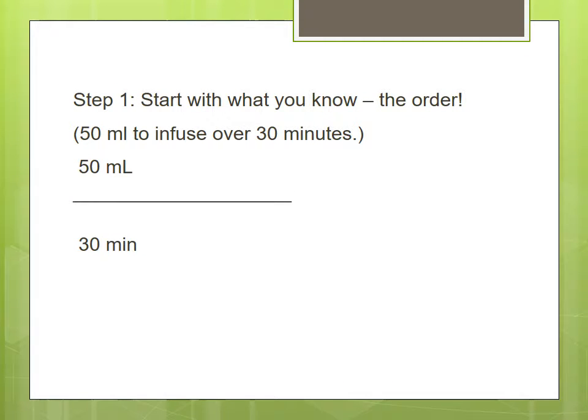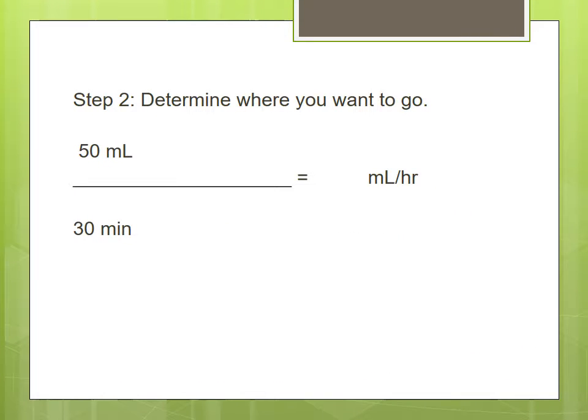Step 1, start with what you know, which is the order. Our order is to infuse this 50 milliliters of solution over a 30-minute period of time. Step 2, determine where you want to go. We are going to use an infusion pump, so what we ultimately need to know is what is going to be our milliliter per hour infusion rate in order to comply with the pharmacy directions.